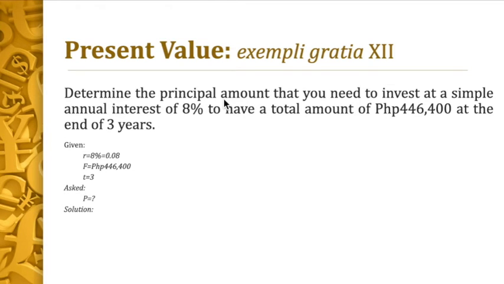And your solution is the same formula here. Let's just substitute using our calculators. 446,400 divided by 1 plus 0.08 times 3. And what we can see is 360,000 pesos. So in order to get this amount using the 8% annual interest rate for 3 years, you need to have or deposit 360,000 pesos now, so that after 3 years, you'll have this 446,400, right?